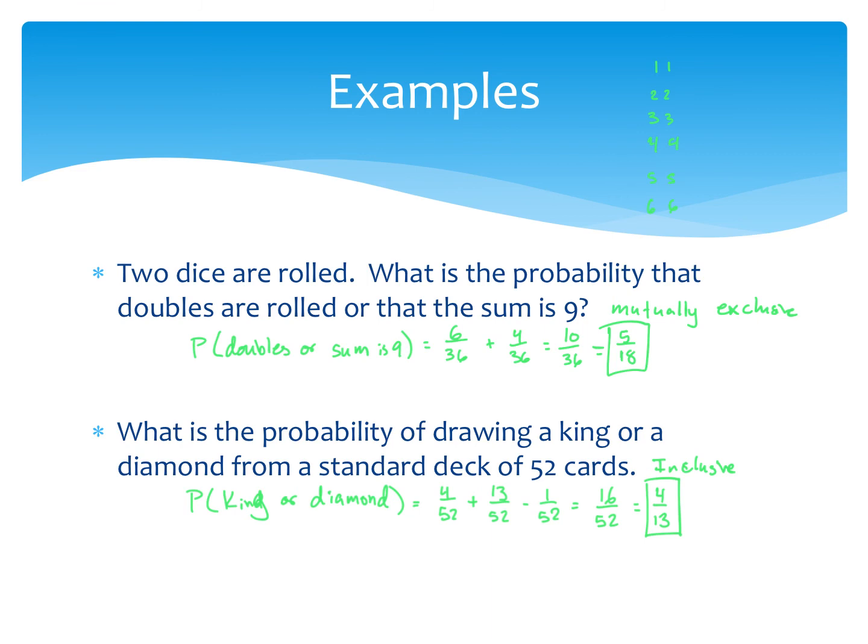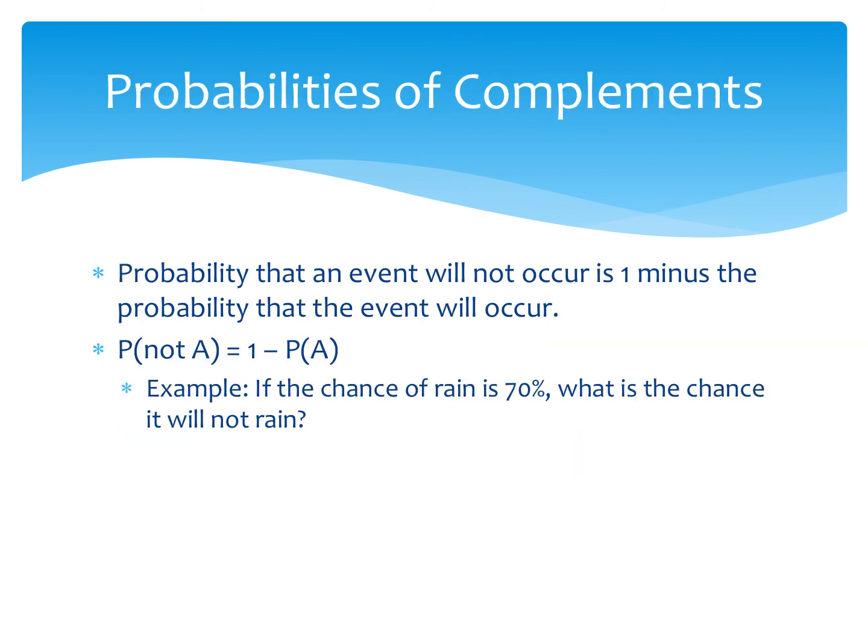All right, now so far we've only been talking about the probability of something happening. Okay, what is the probability of getting a king or a diamond from a deck? Okay, 4 over 13 is the probability of that happening. An equally valid question, though, is the probability of something not happening. Okay, this is called the probability of the complement.